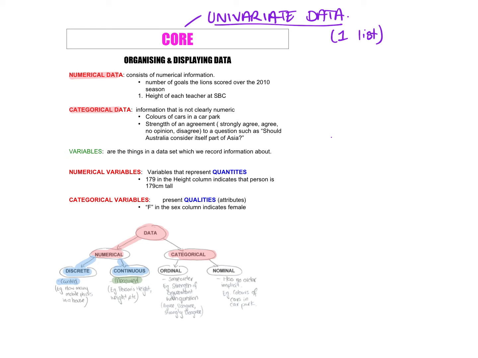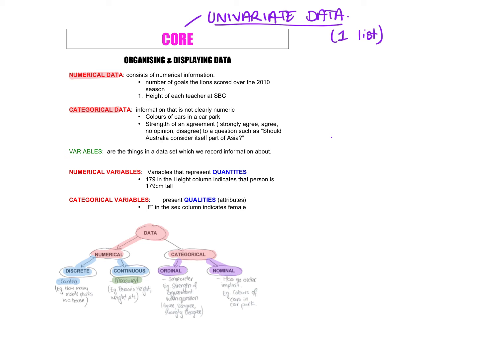Categorical data can break off into two types as well, ordinal and nominal. This is where it can get a little bit tricky. You have to be very careful in deciding which one it is. Categorical data that is ordinal is when you have some type of order. When you do surveys and you have strongly agree, agree, neither, disagree, and strongly disagree.